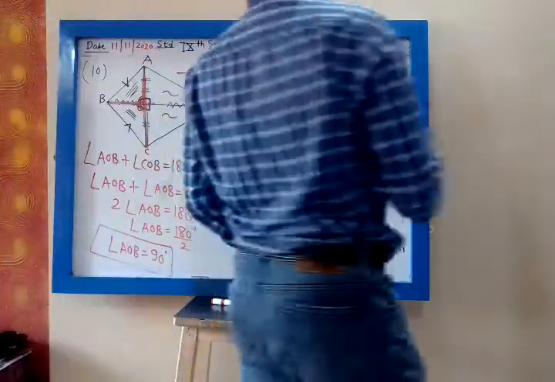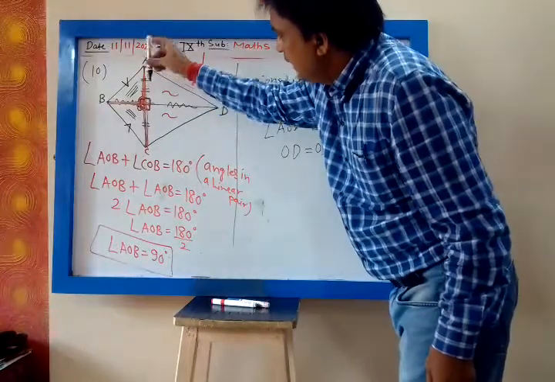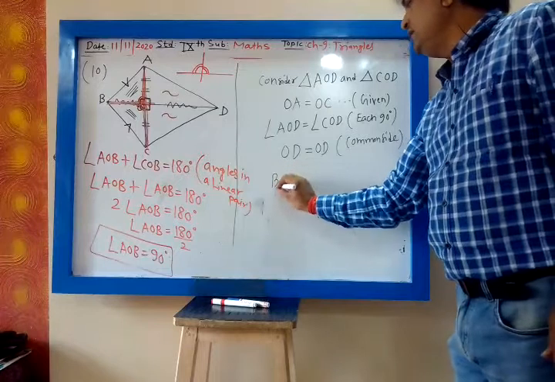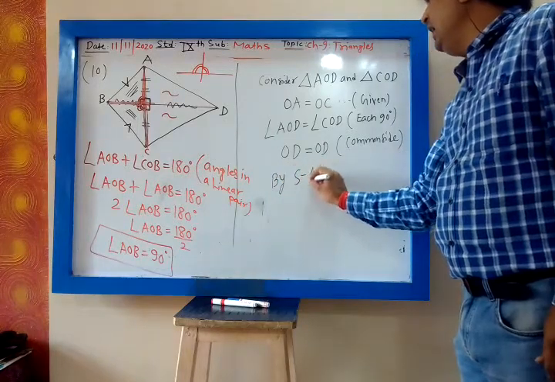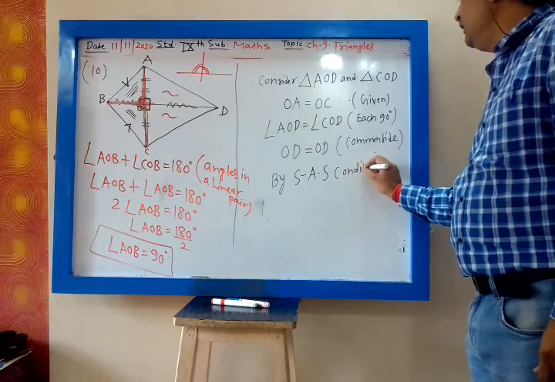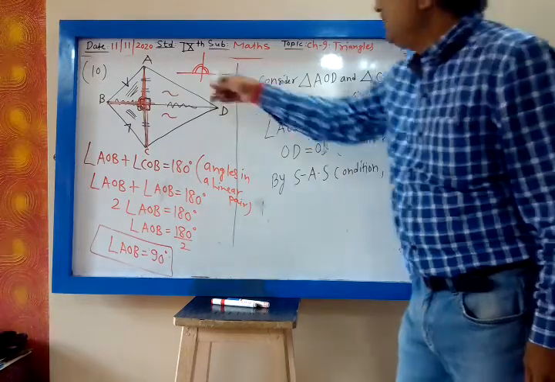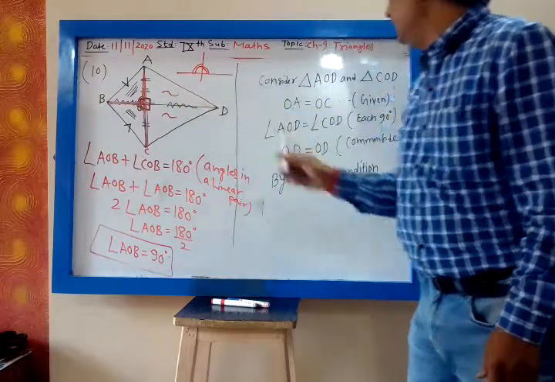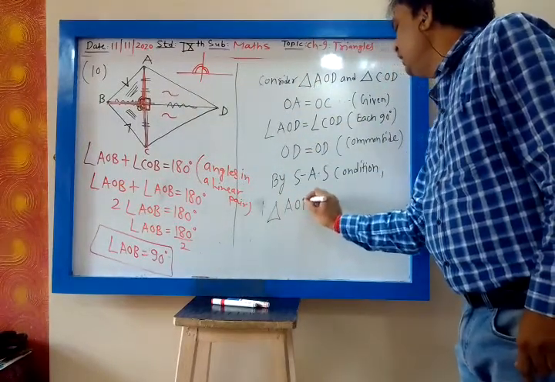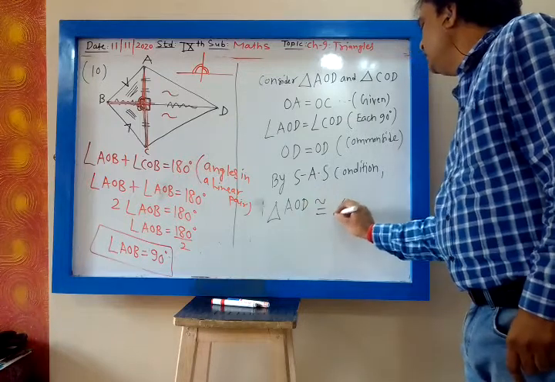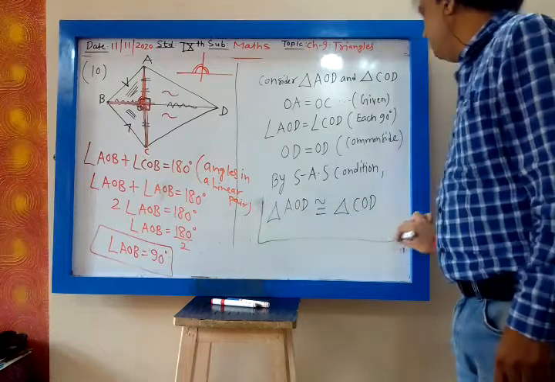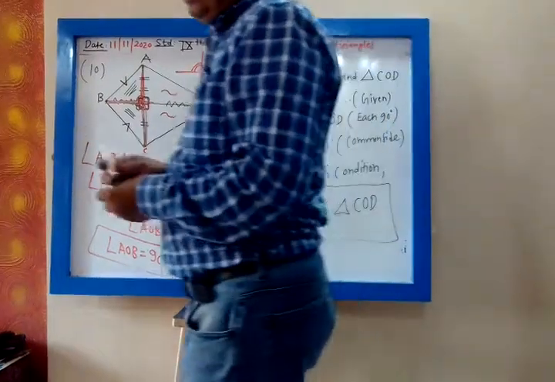Are you getting it? By the side angle side condition, the triangles are congruent. Triangle AOD is congruent to triangle COD by the side angle side condition. So we have proven the second part.